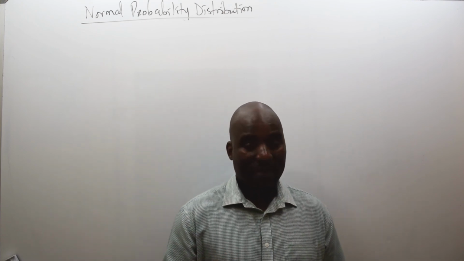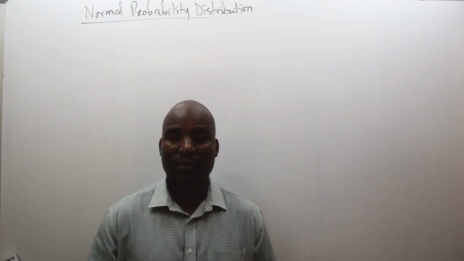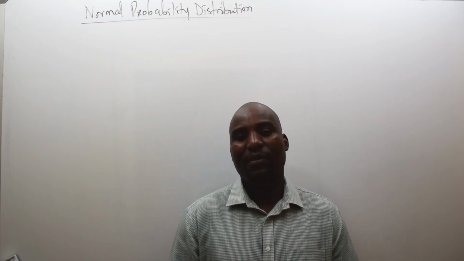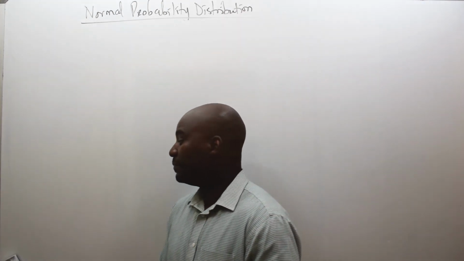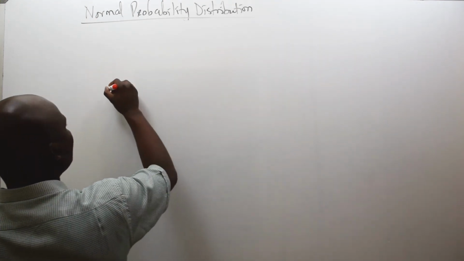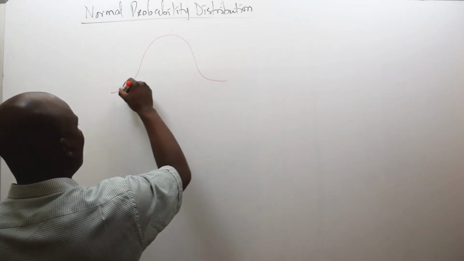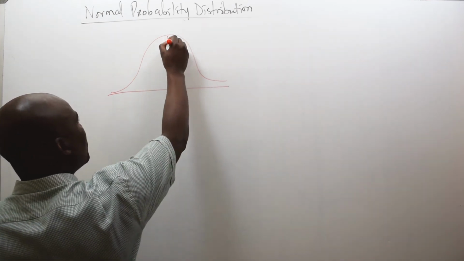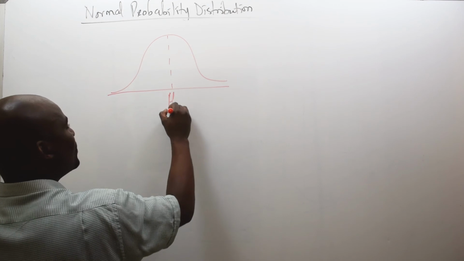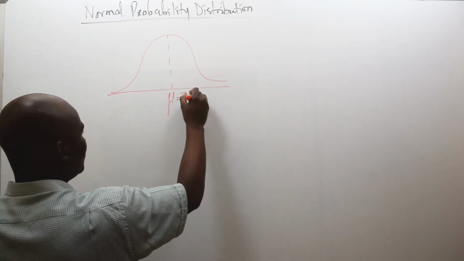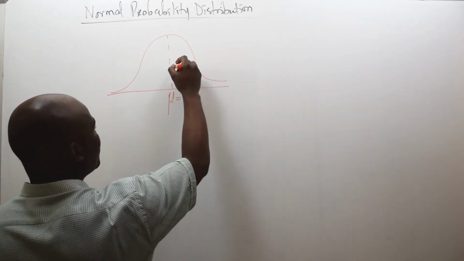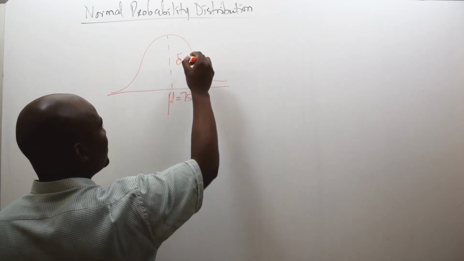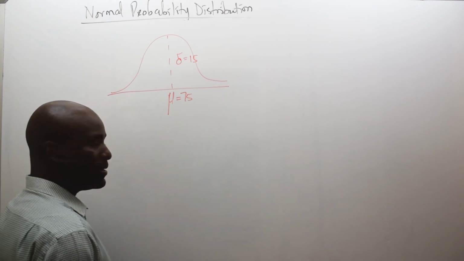Now, looking at the other question, it says, what proportion of the patrons spend less than an hour? So effectively draw your diagram. That's the starting point. Sorry, it might not look like a normal distribution. So we're going to say our mu is equal to 75, and we know that our standard deviation is equal to 15.